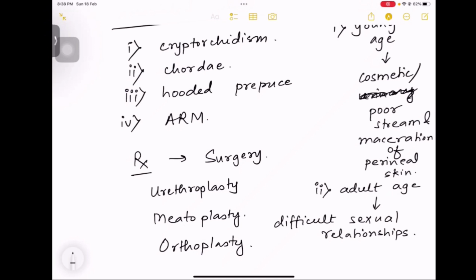So, आज की वीडियो में हमने क्या क्या पढ़ा? हमने ये पढ़ा कि hypospadias क्या होता है, hypospadias का formation पढ़ा, what are the problems which people can face, we studied the classical triad of hypospadias, and finally, what surgery is to be done for the treatment of hypospadias.